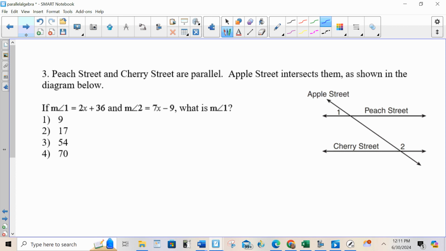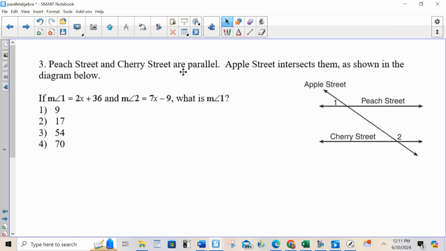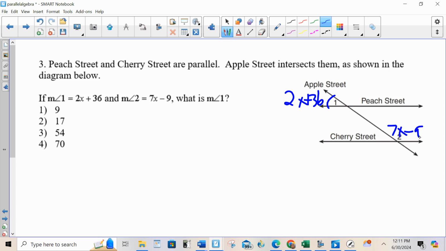Let's skip ahead to number 3. You got some streets going on here. Peach Street and Cherry Street are parallel. Fantastic. Angle 1 is 2x plus 36. Angle 2 is 7x minus 9. Same or different?